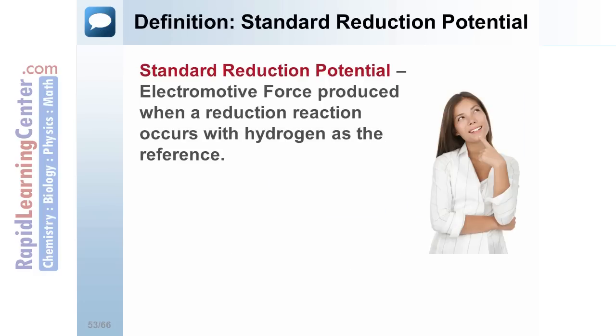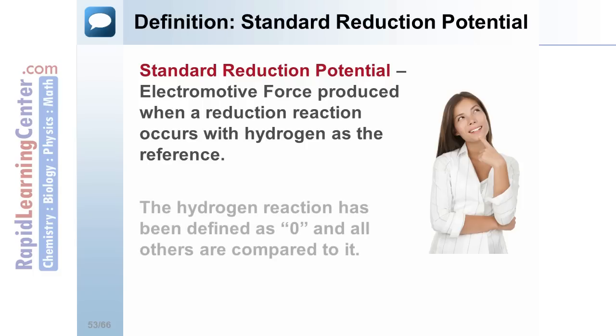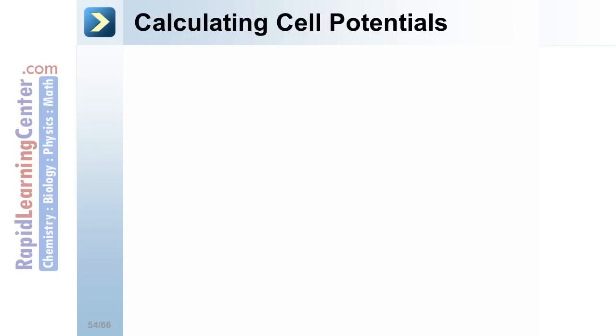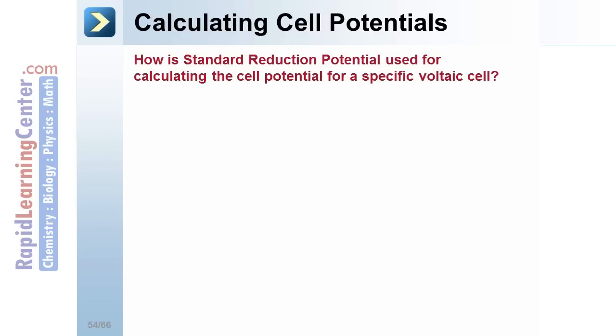The standard reduction potential is the electromotive force produced when compared to hydrogen. Hydrogen has been set as the standard with an EMF of 0. Everything else can then be compared to it. How is standard reduction potential used to find the EMF for a specific cell?